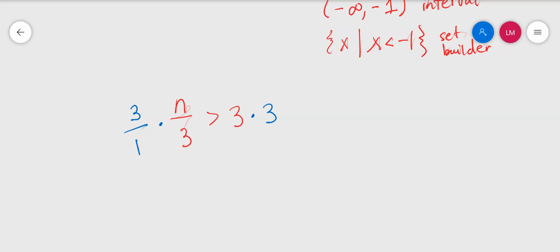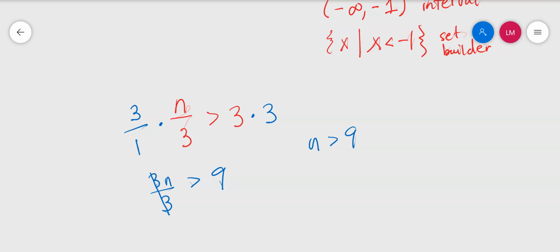And so now that you have this, this is what it would look like. It's 3n divided by 3. See, 3 divided by 3 is 1. So see, the n would be by itself, greater than. We don't have to flip the inequality, and then we have 9. Okay, so the answer is n greater than 9.